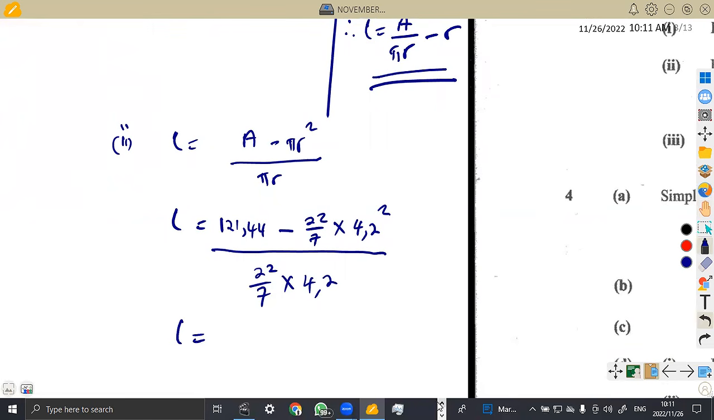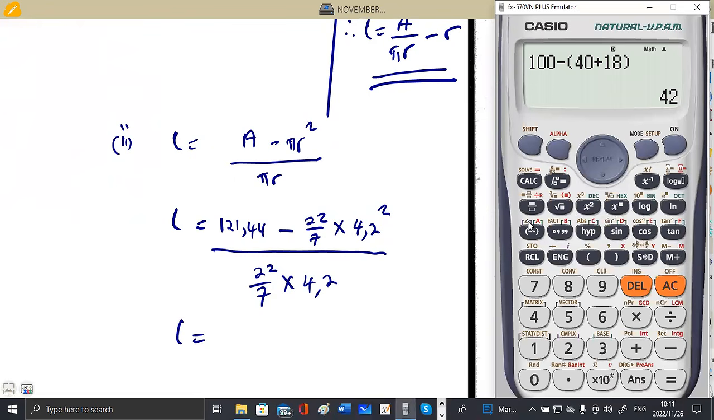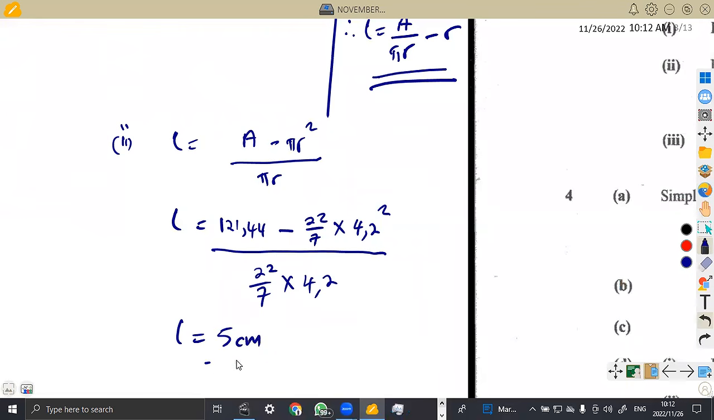So that means you can just use your calculator at once to calculate the value of L, or you can calculate stage by stage. It depends on the calculator that you are using. It is best to know your calculator. 121.44 minus 22 over 7 multiplied by 4.2 squared, over 22 over 7 times 4.2. We are going to obtain 5. So the length was supposed to be 5 centimeters.